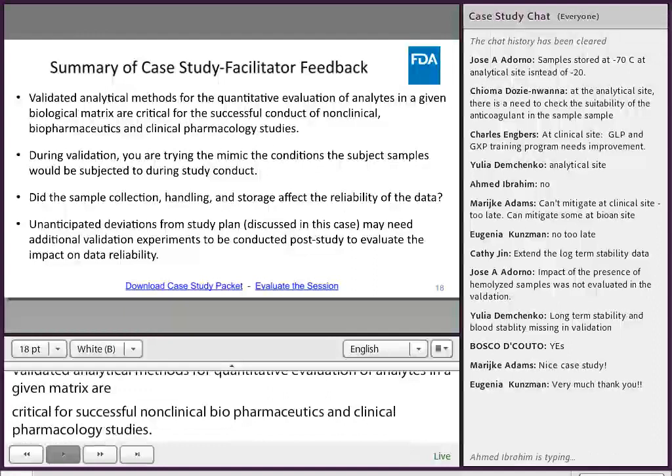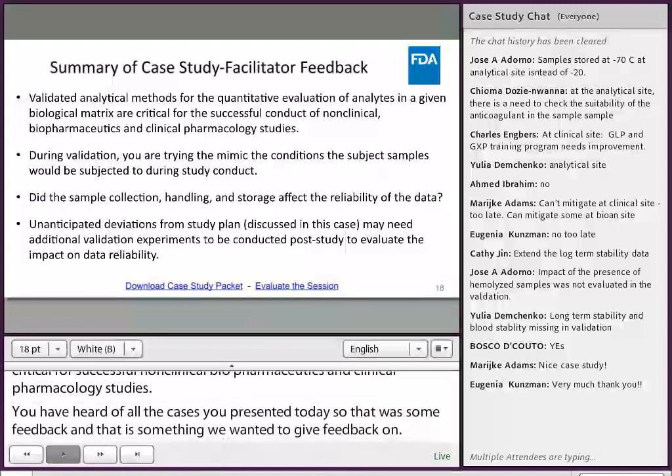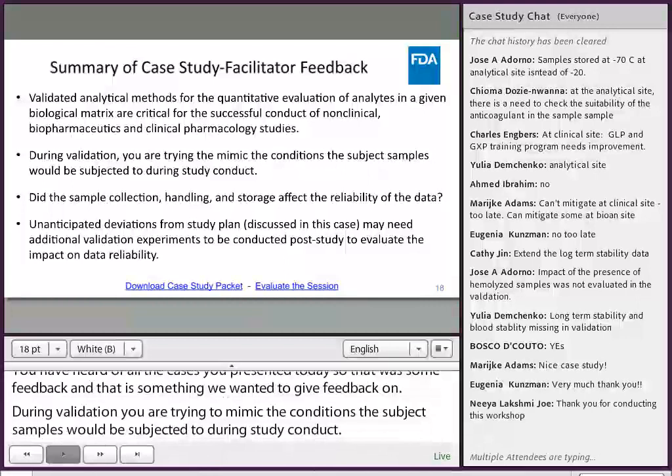During validation, you are trying to mimic the conditions the subject samples would be subjected to during study conduct. Did the sample collection, handling, and storage affect the reliability of the data? Unanticipated deviations from study plan discussed in the case may need additional validation experiments to be conducted post-study to evaluate the impact on data reliability.